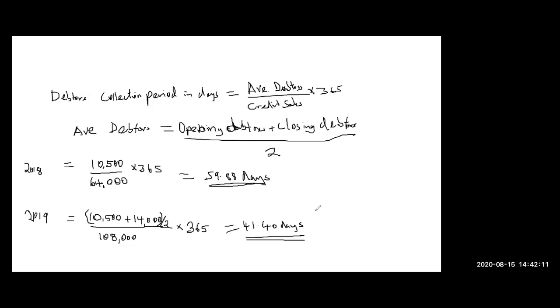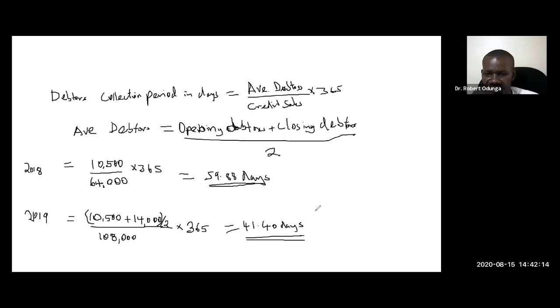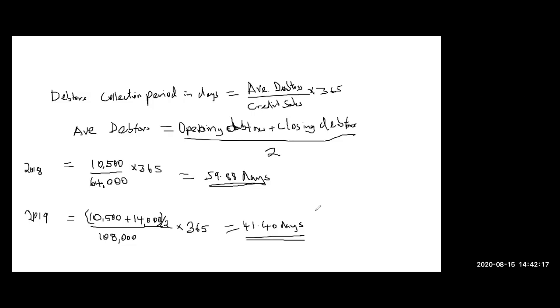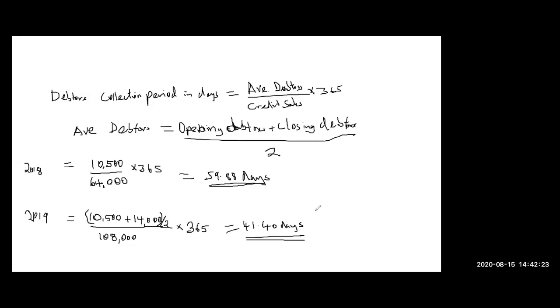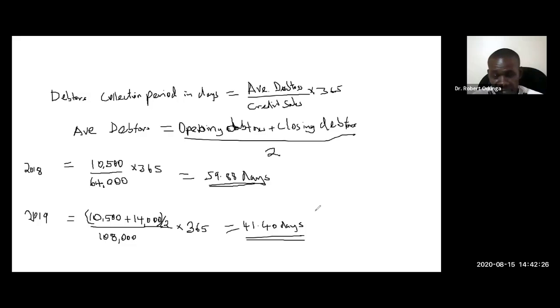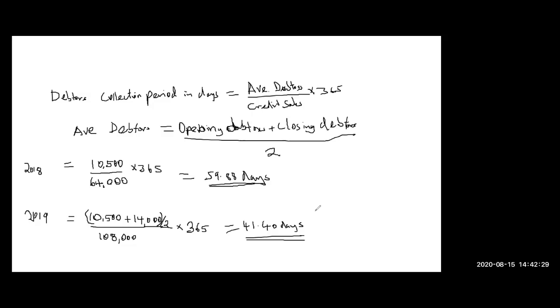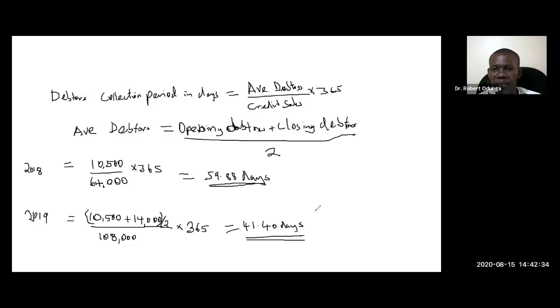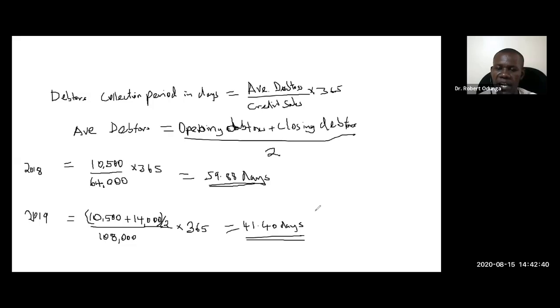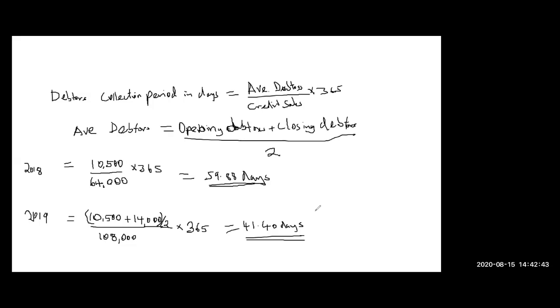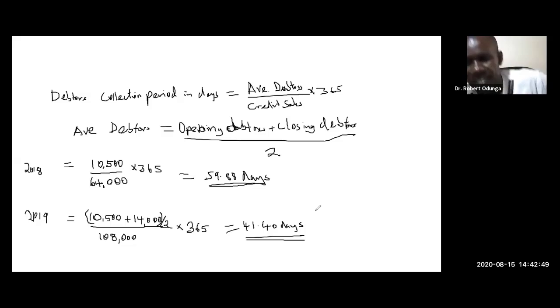We have 59 days and 41 days in 2019, and then 59 days in 2018. Are we doing well or are we doing badly? Well, we're doing well. Why? Because it is a shorter time to collect our debtors, our receivables. Yes, because we are taking a shorter time to collect our debtors, as opposed to 2018 when we were taking a long time to collect our debtors. So it's better we collect money early from our debtors so that we are able to pay our creditors in good time and be able to continue supplying us.